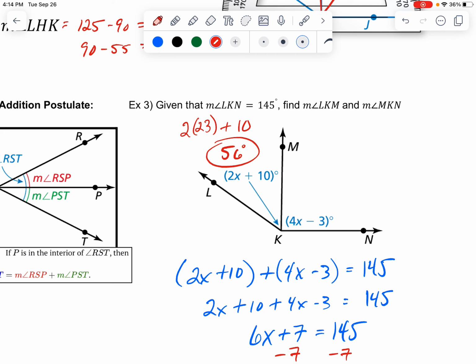Now for the right side, we could do a couple things. We could plug x in again, because we have that expression that represents the right angle, or we could do a little subtraction, because the entire thing is 145, and so if I just subtract 56, that should give me whatever is left. We'll get the same thing either way, it doesn't matter. I'll just show the substitution. 4 times 23 minus 3. 4 times 23 is 92, minus 3 is 89 degrees.